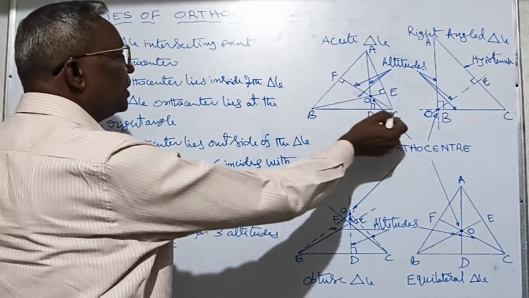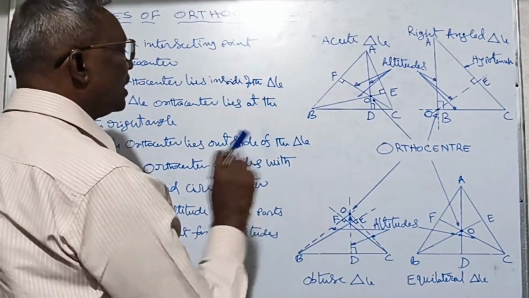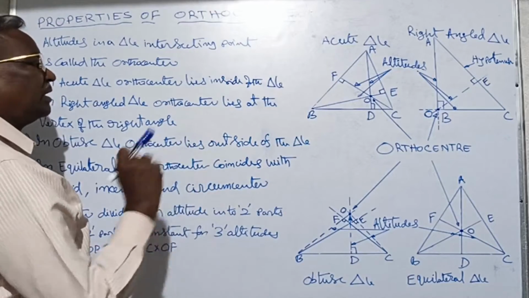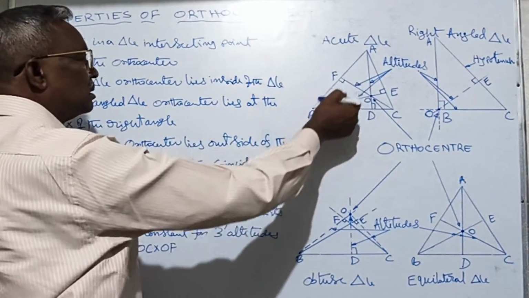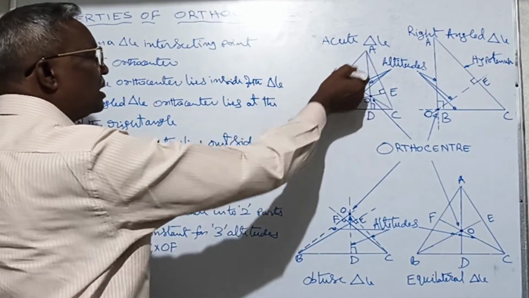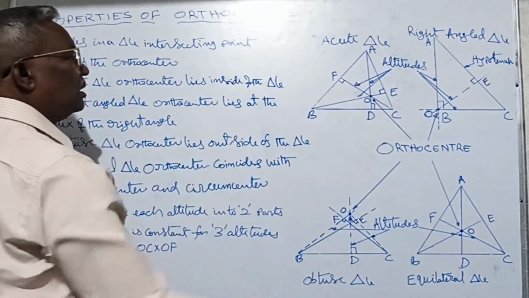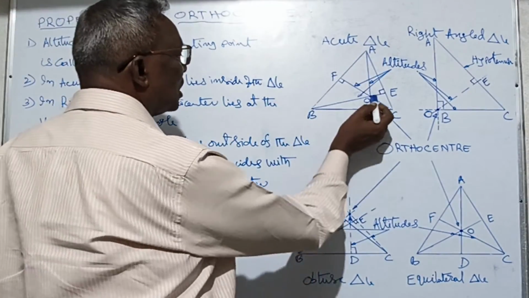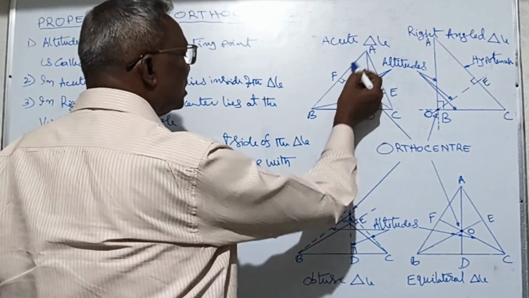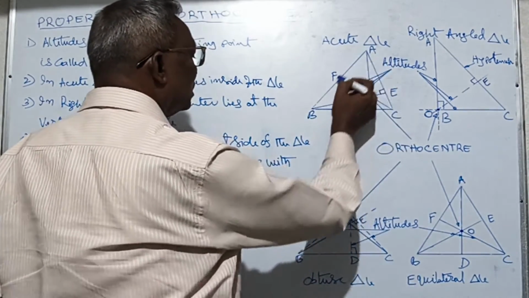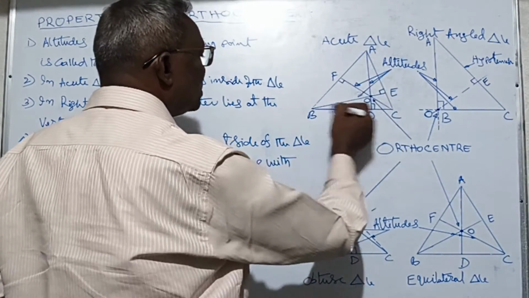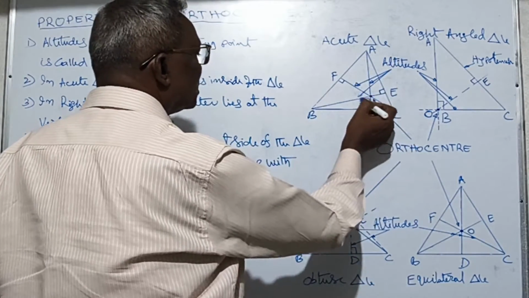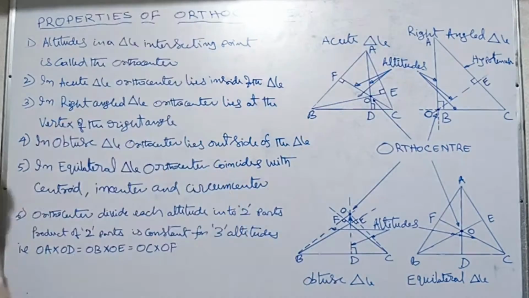Acute angle triangle means each angle is less than 90 degrees in a triangle. Then this orthocenter lies inside of the triangle. ABC is a triangle, and the orthocenter is inside of the triangle.